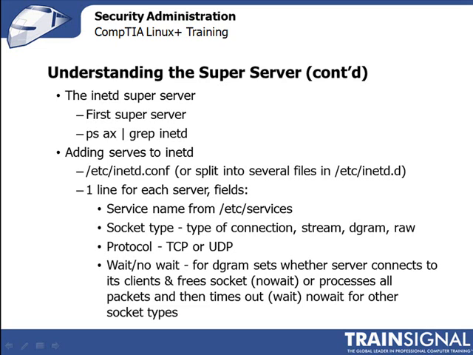Next, we have socket type, which is the type of connection, and that could be stream, dgram, or raw. The next field is protocol, which is either TCP or UDP. Then we have wait, nowait, which for dgram sets whether the server connects to its clients and frees the socket, that's the nowait option, or processes all packets and then times out, that's the wait option. You use the nowait option by default for other socket types.